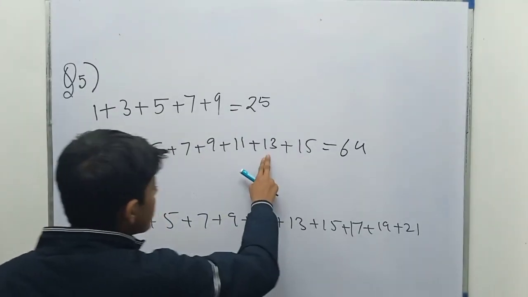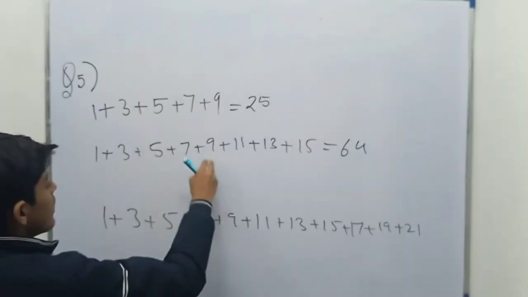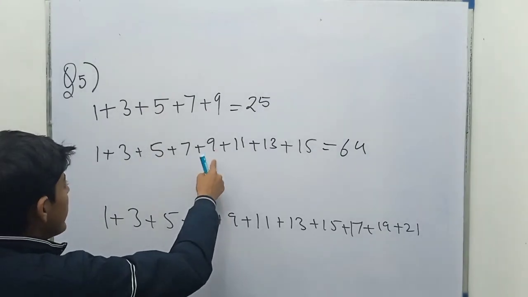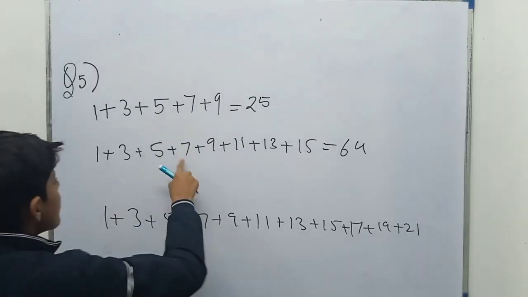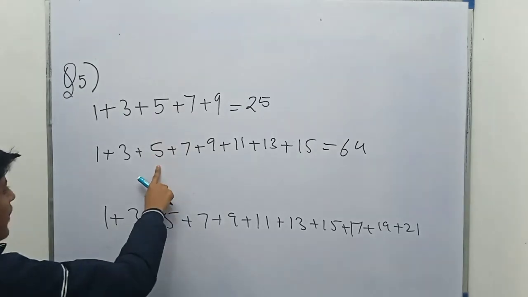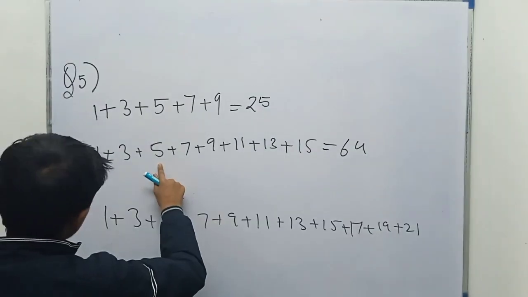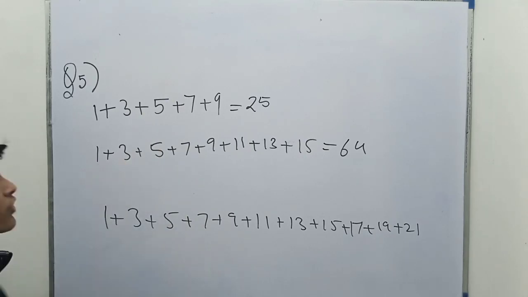15 plus 13 is 28, 11, 39, 9 is 48, plus 7 is 54, 54 plus 5 is 59, 60, 61, 64. It is correct.